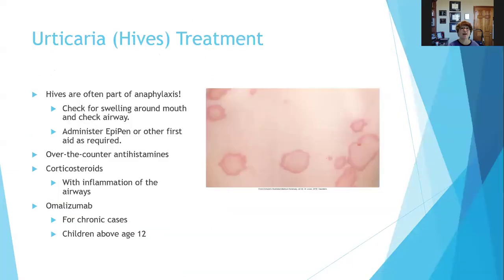We don't want it. Hives are often a manifestation when you're experiencing anaphylaxis. So you want to check for swelling around the mouth and check the airway. If you have an EpiPen available, administer that ASAP. Get that going. Over-the-counter antihistamines are often used to treat hives. Corticosteroids, when it gets to the point where you need to go to the emergency room, if you have inflammation of the airways, and the immunosuppressant drugs that are used for chronic cases or children above 12. So those immunosuppressant drugs are more commonly used now. They're used for a lot of inflammatory diseases.